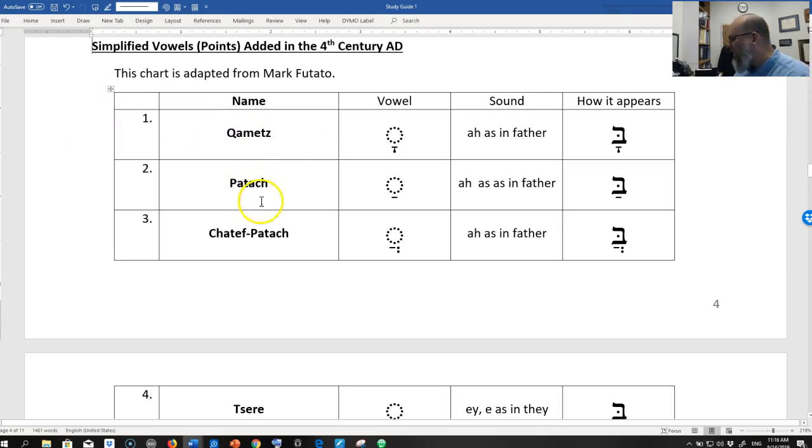So we have a qamets, a patach, and a chatef patach, a half patach. And these are all A-class vowels. And originally, they had a slightly different pronunciation. You can see that today, they're all exactly the same. They're the ah sound, as in father. So if you put this underneath a qamets, you get the ah sound. If you put a patach, you get a shorter version, but it's still the ah sound. And if you have a chatef patach, that's a half, whatever this is. What we're going to do is just call them all ah for now. These are A-class vowels.